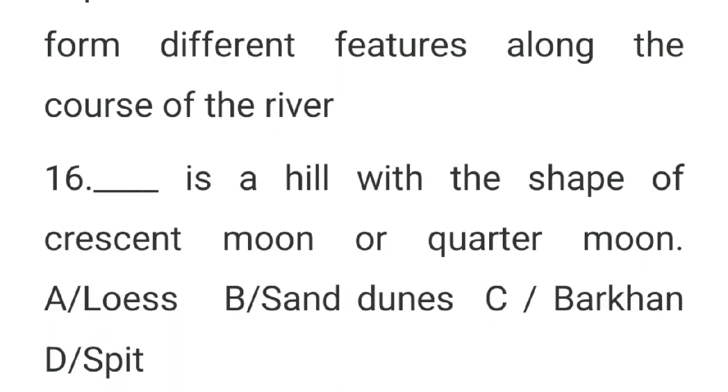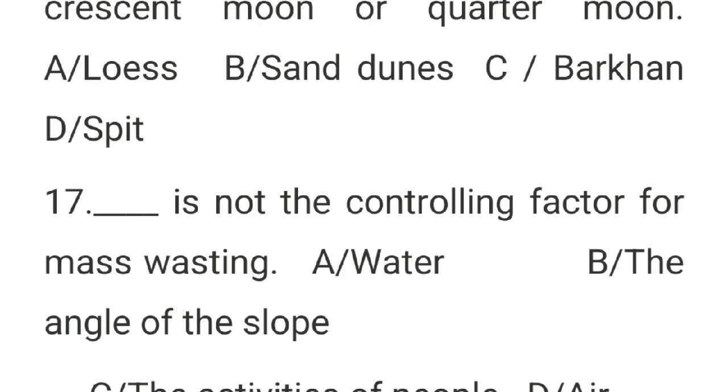Dash is not a controlling factor of mass wasting. A, water. B, the angle of the slope. C, the activity of people. D, air. The answer is the angle of slope.